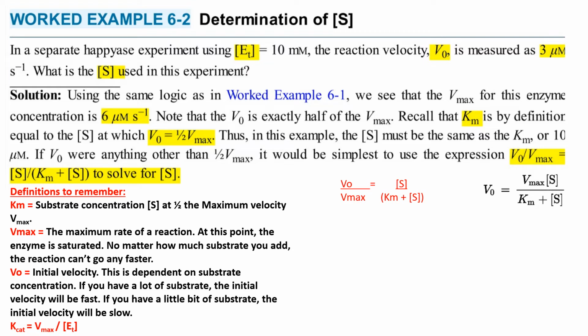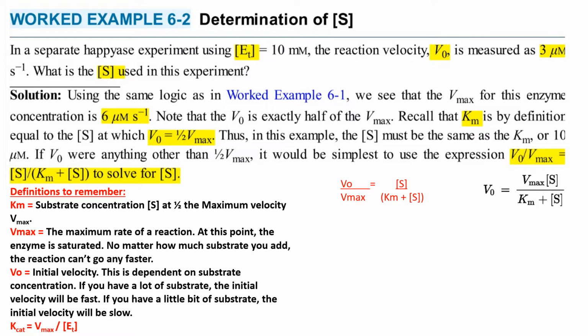So, using the same logic as in worked example 6-1, we see that the Vmax for this enzyme concentration is 6 micromolars per second. So they're using some of the same values from the 6-1 example. Note that the V0 is exactly half of the Vmax. So that observation basically gives us our answer.